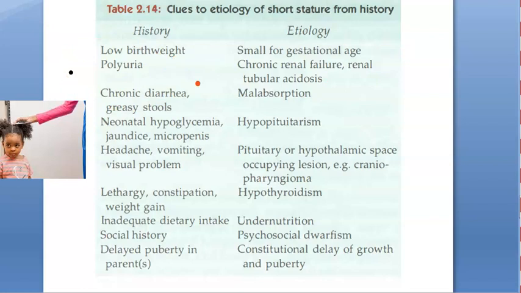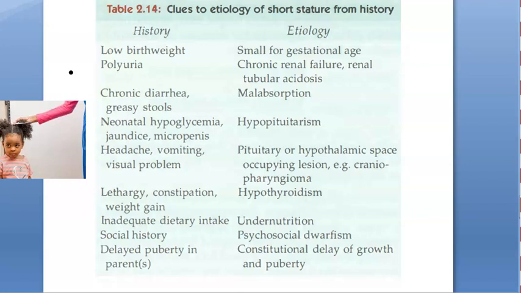Chronic diarrhea, greasy stools he has: malabsorption. Greasy stools kind of indicates to me like obstructive jaundice or something, is it? No bile. But anyways, there is some problem with the absorption, okay? Neonatal hypoglycemia is there, or jaundice, micropenis, hypopituitarism. Pituitary is not developed enough.